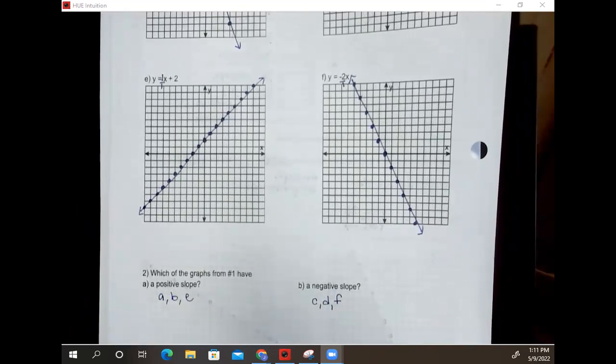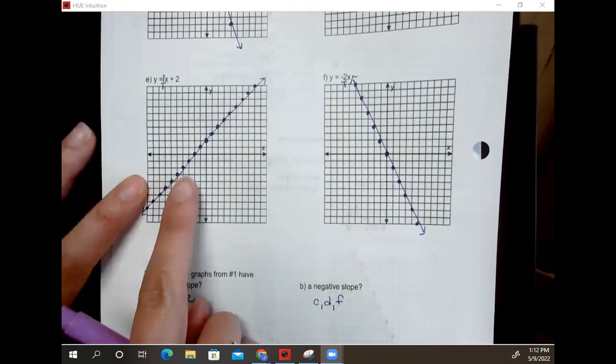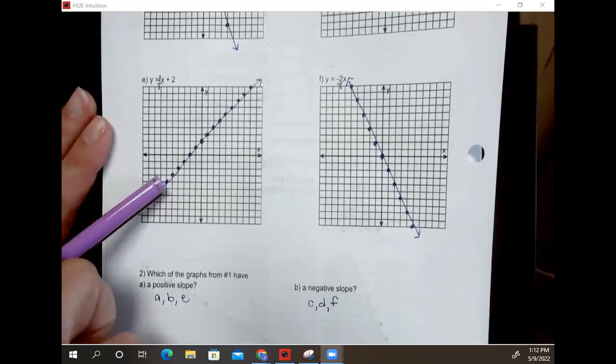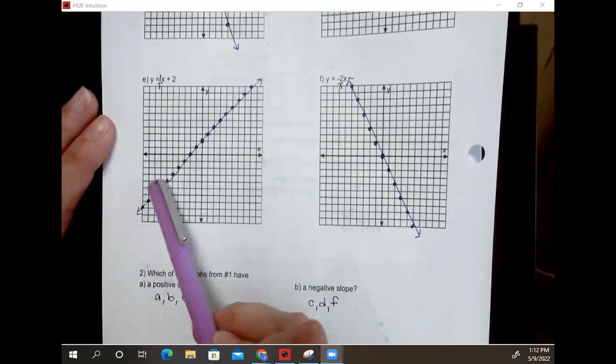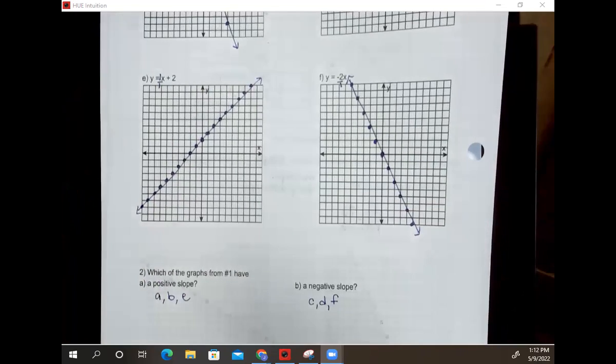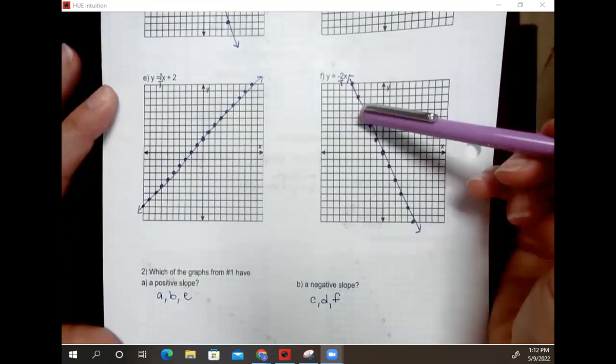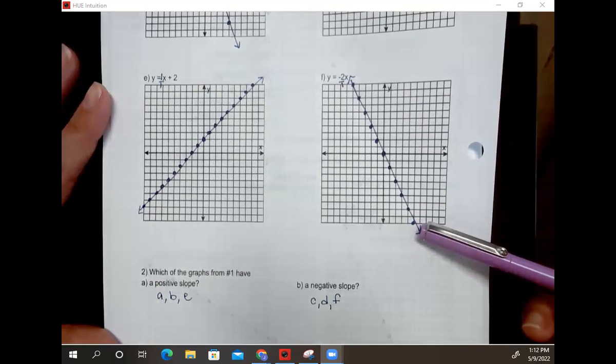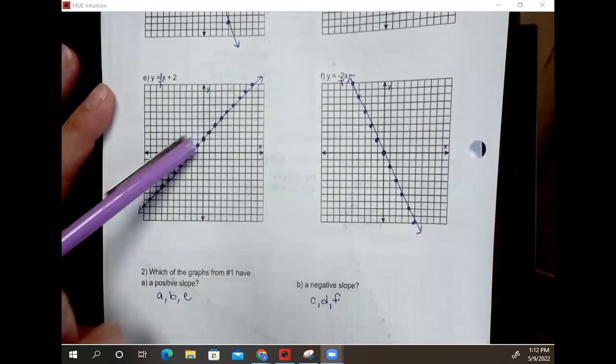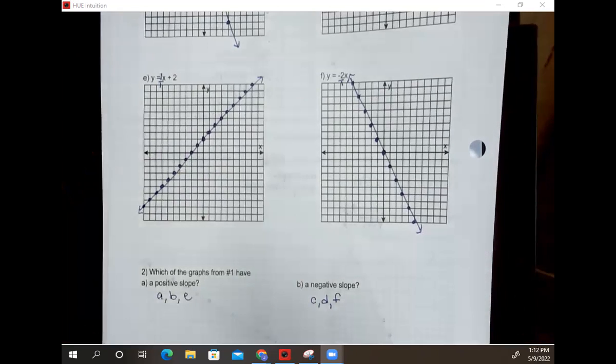So when we talk about positive versus negative slopes, remember we read a graph from left to right, just like we read words on a page, okay? So as I read E from left to right, we would be going up, right? As I follow this graph from left to right, I'm going up. That's what we mean by positive slope. For F, as I read this graph from left to right, I'm going down. Okay, that's what we mean by negative slope. So positive means we're going up, negative means I'm going down. Again, we read a graph from left to right, just like words on a page.